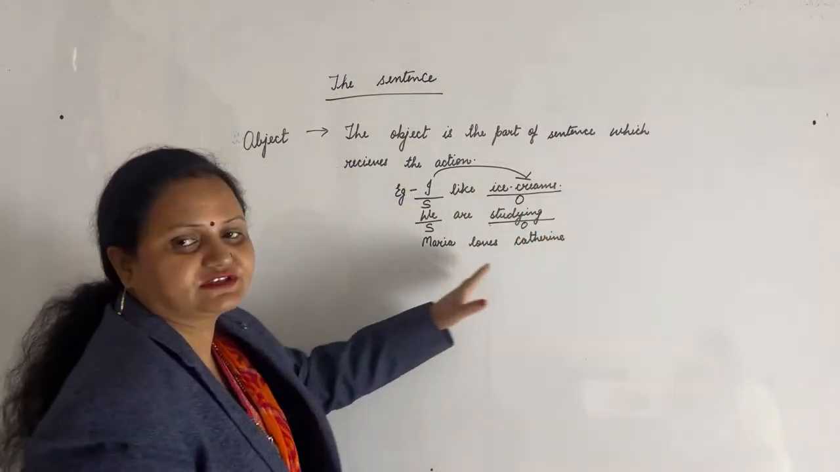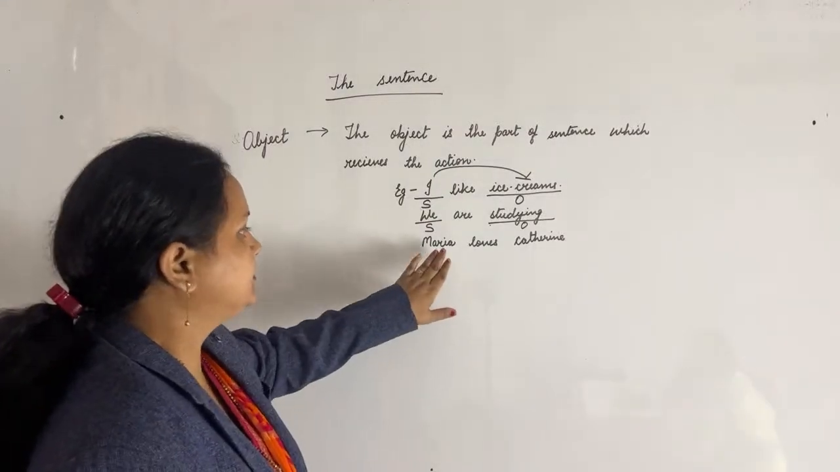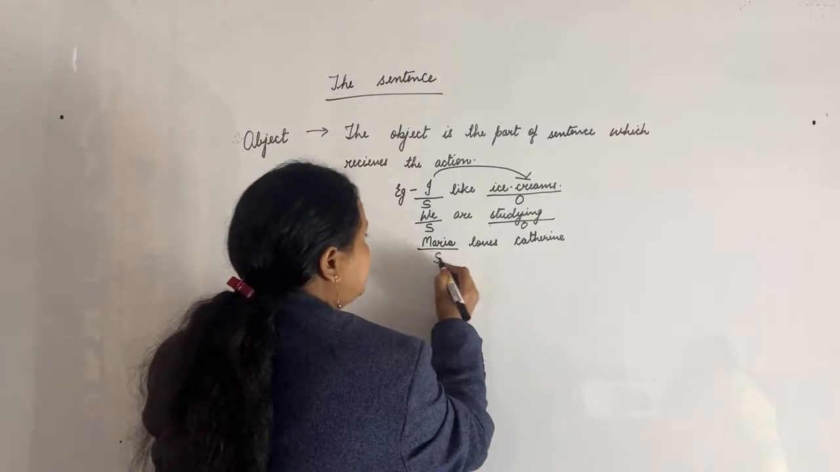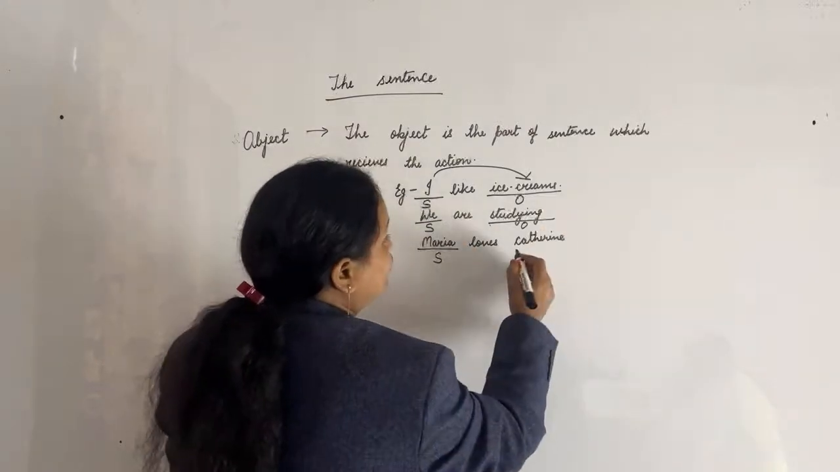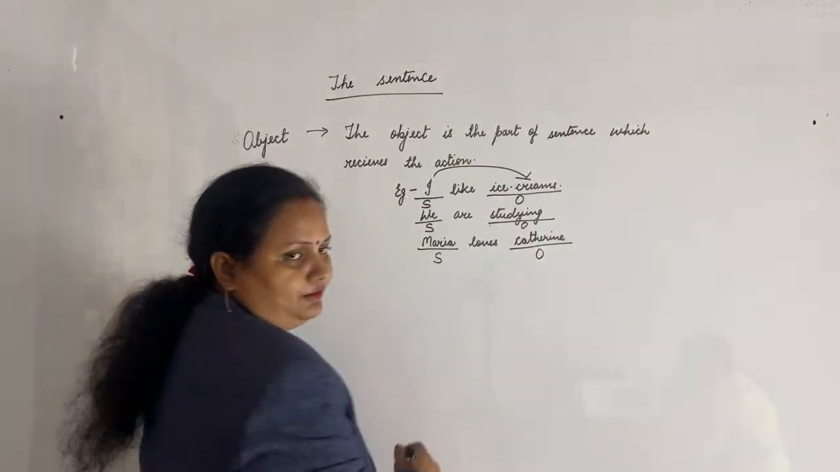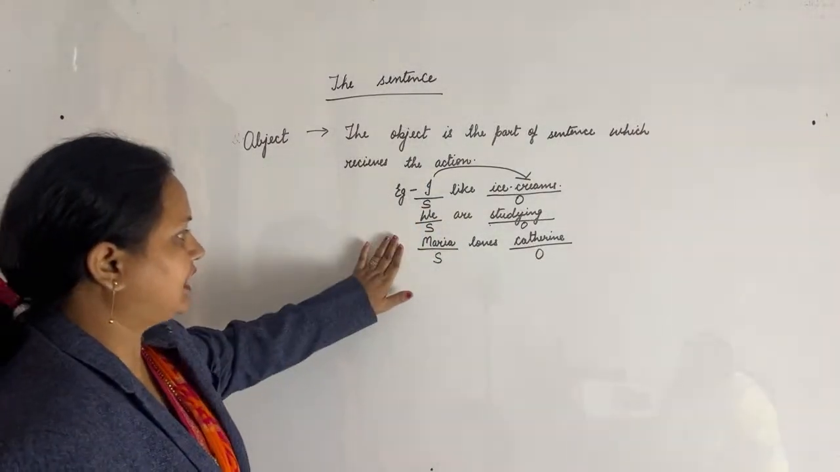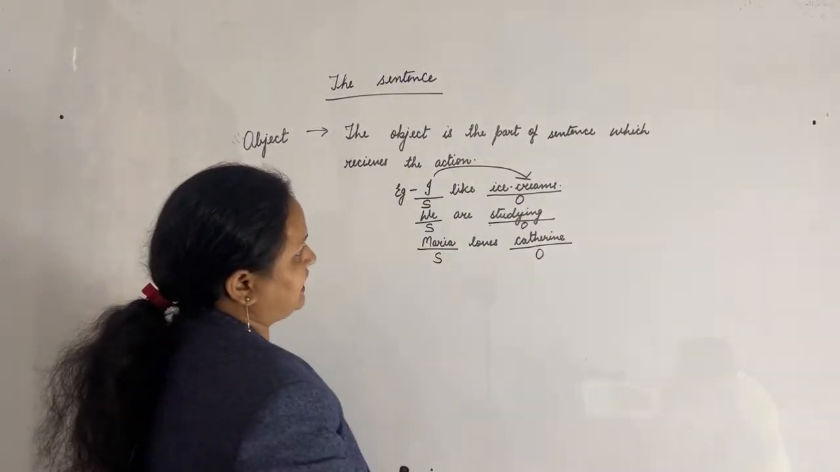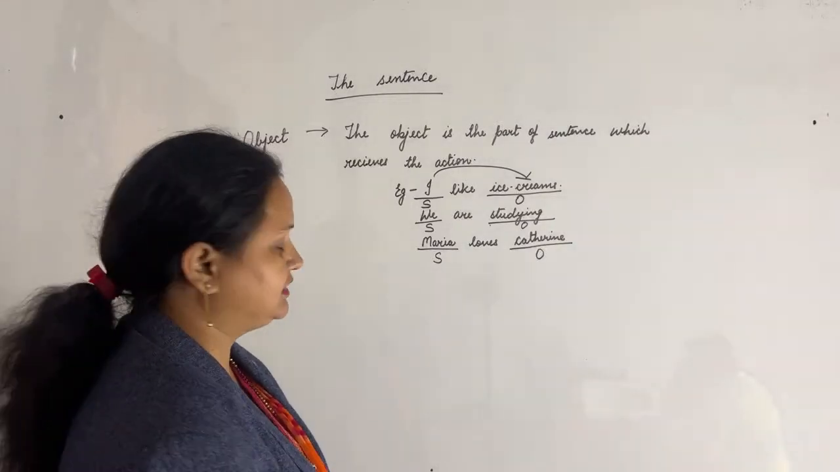Here, Maria loves Catherine. Maria is the subject because Maria is the doer in the sentence. And Maria loves whom? Maria loves Catherine. So Catherine is the object. Now you can understand by these sentences, and we will do some more exercises and find the object in the sentence.